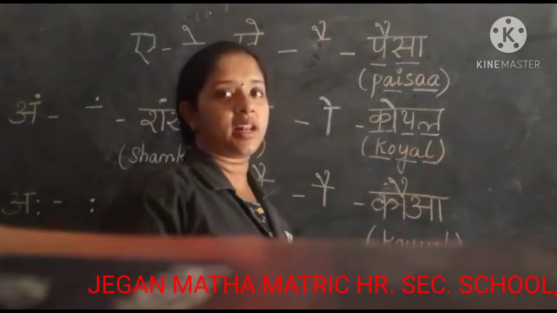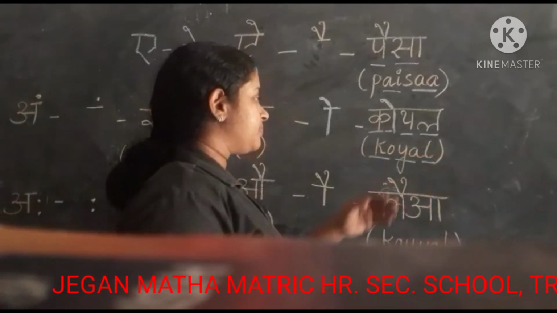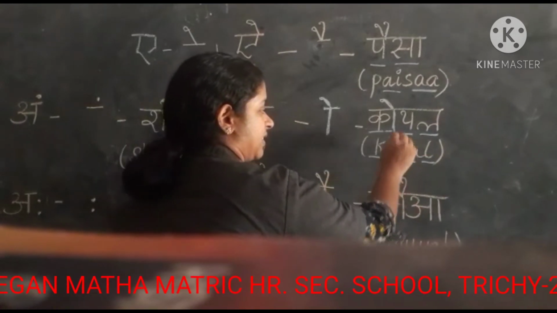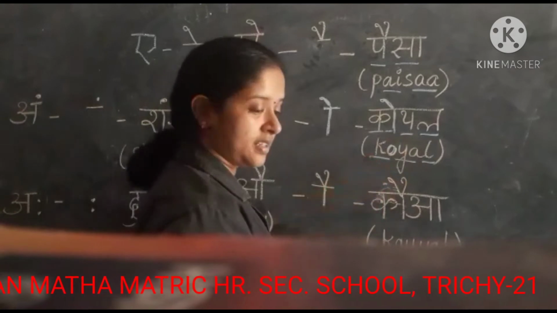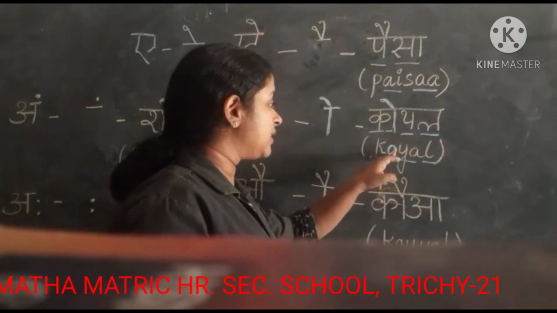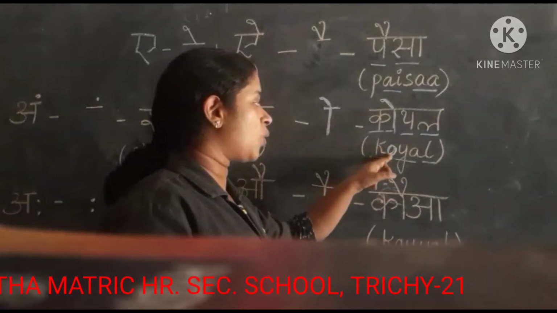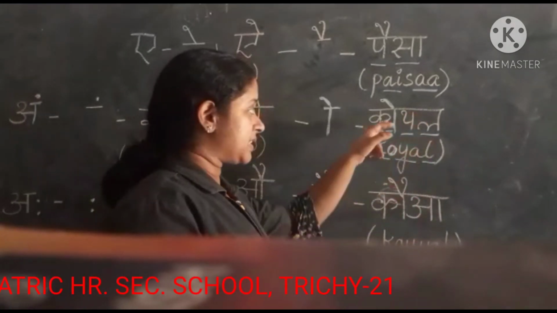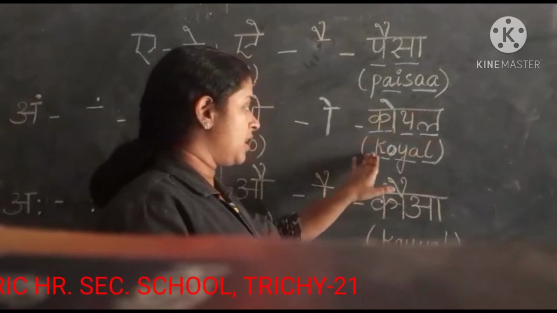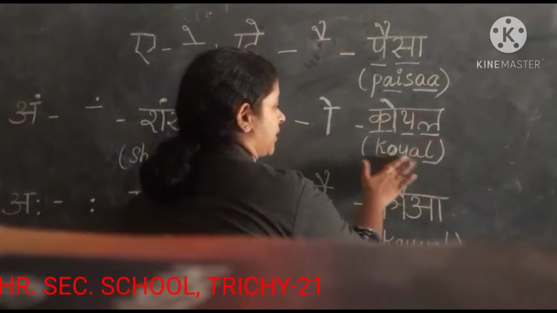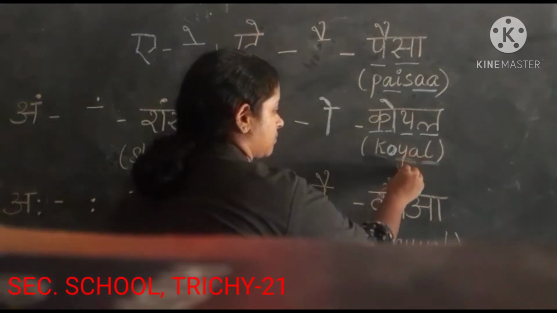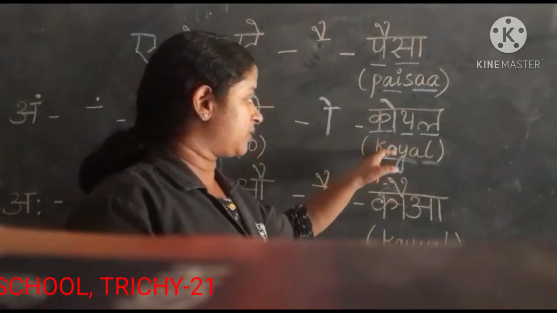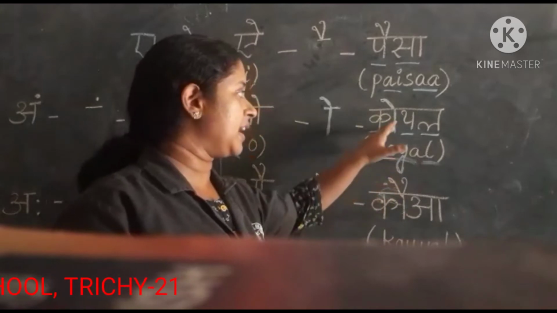Ko-ya-la. Koyal. And here you can see one O is there. That denotes the symbol of O. Ko, ya, la. Ya and la are the same here, but to denote the symbol of O, I will just underline it here. Under the O. Okay, so koyal.